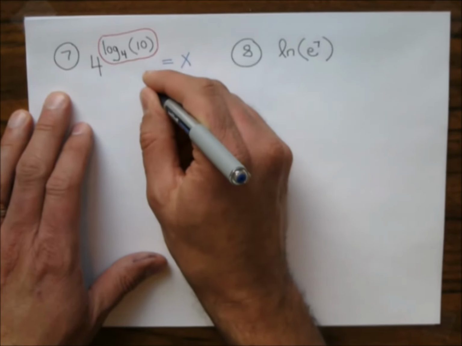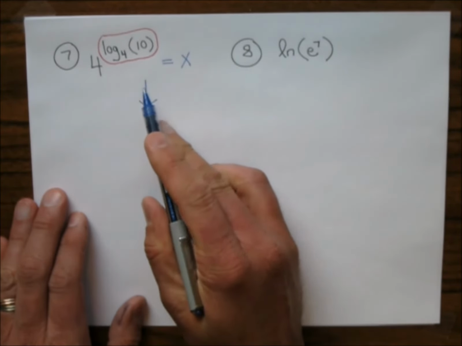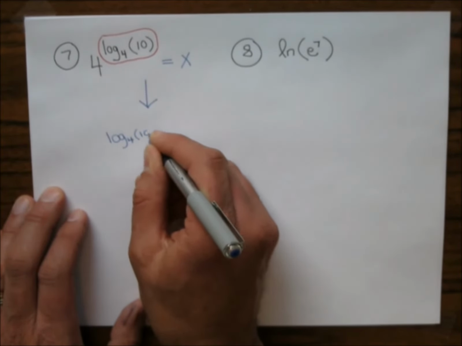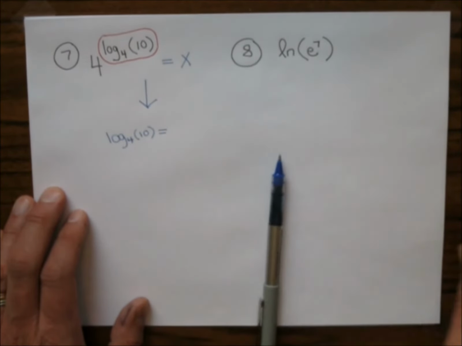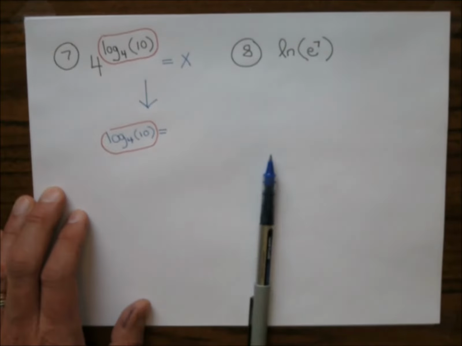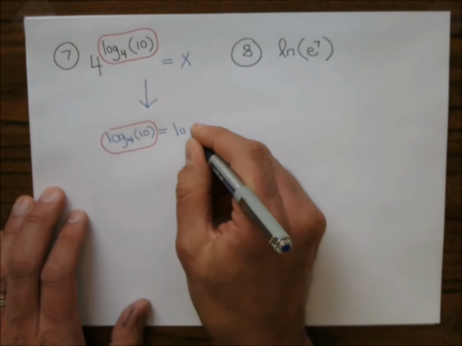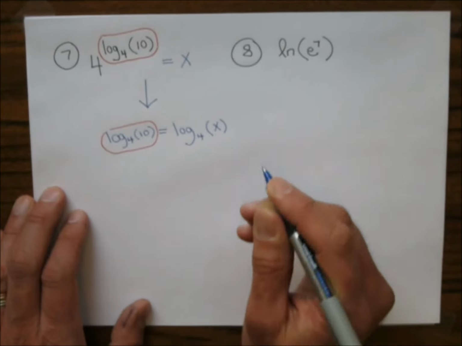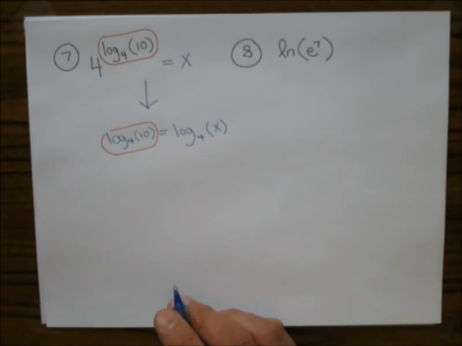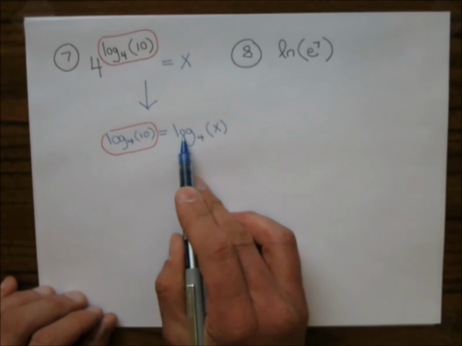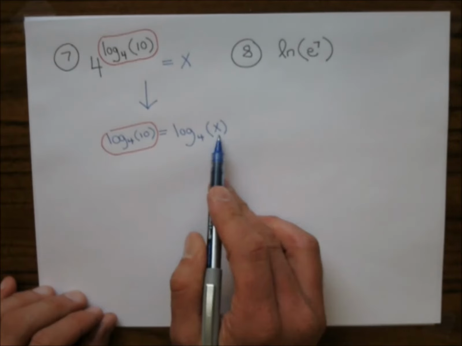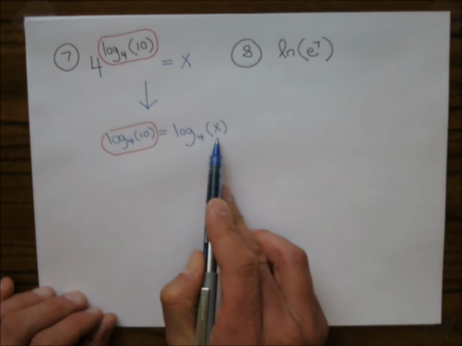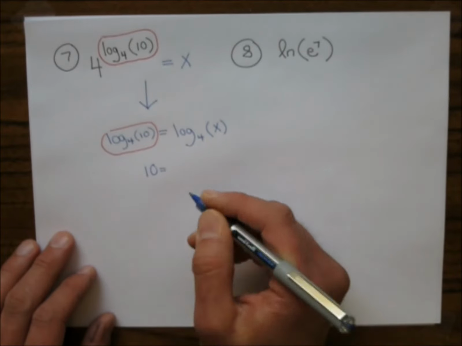I'm going to go ahead and change from exponential form to log form. So the exponent is log base 4 of 10. This equals, so that was the exponent. Changing it to log form, that equation, what's the base? The 4, and the argument is x. So log base 4 of 10 equals log base 4 of x. Log base 4 of this equals log base 4 of that. What can we say about this and that? Well, this then equals that.